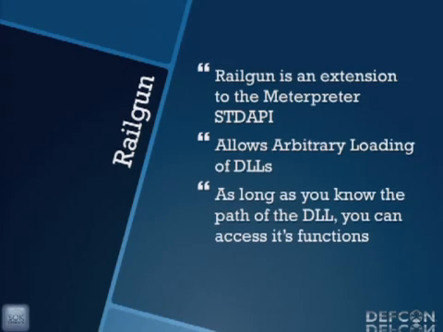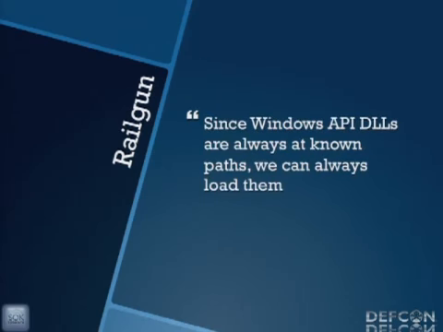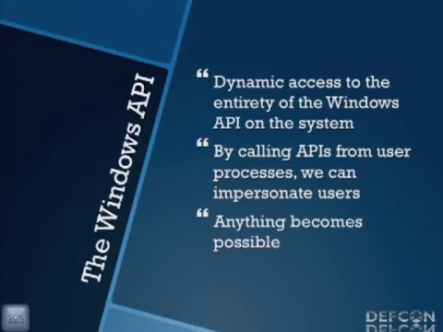We pass it a DLL name, then we pass it some function names, and we get to call that function as if it was already coded directly into Meterpreter. Since Windows API DLLs are always at a known location, this means the entire Windows API is ripe for exploitation and use for whatever nefarious purposes we might have on that system. So Railgun is providing us fully dynamic access to the Windows API. That's all the core functions that any Windows developer would want to use to do anything on that system.